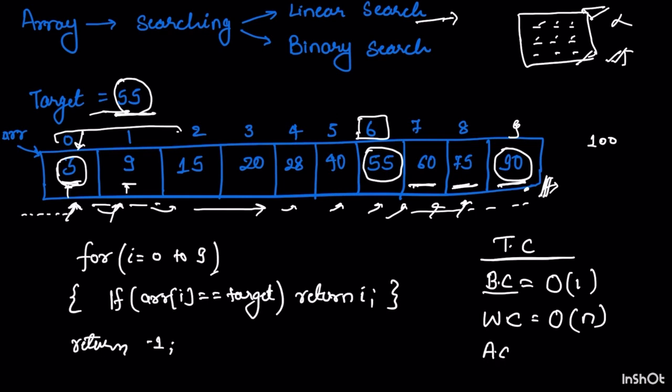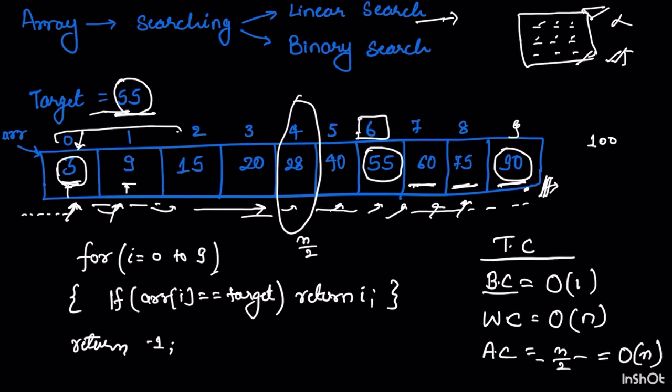Coming to the average case, our element will be found somewhere in the middle, so roughly around the n by 2th index. So again it will be n by 2 or something near to the middle element, somewhere here or here. Again it will come to order of n. So this is the time complexity for linear search.